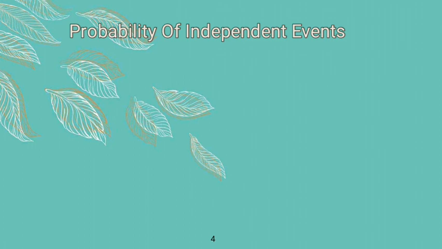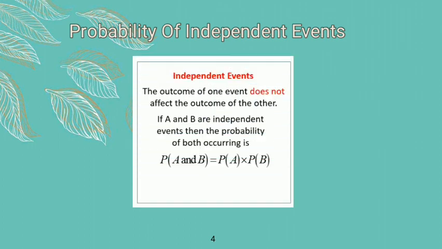Next is the probability of independent events. For independent events, the outcome of one event does not affect the outcome of the other. If A and B are independent events, then the probability of both occurring, probability of A and B, equals the probability of A times the probability of B.